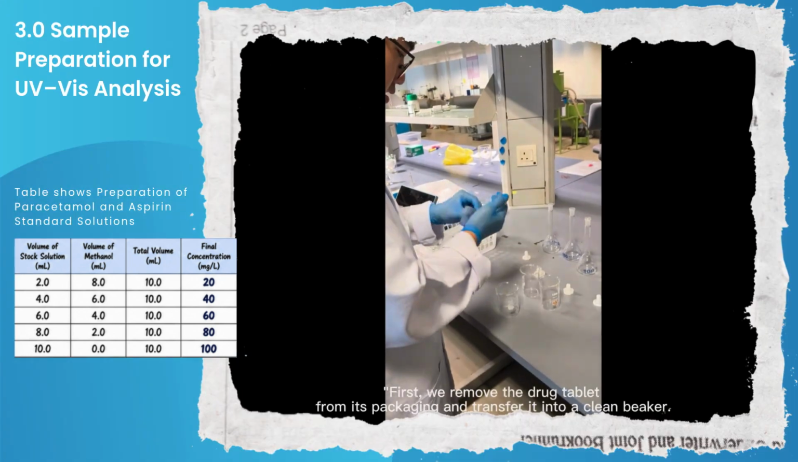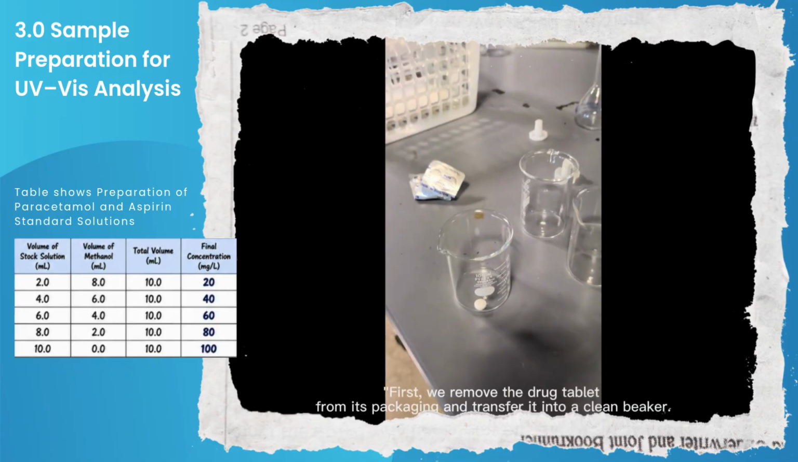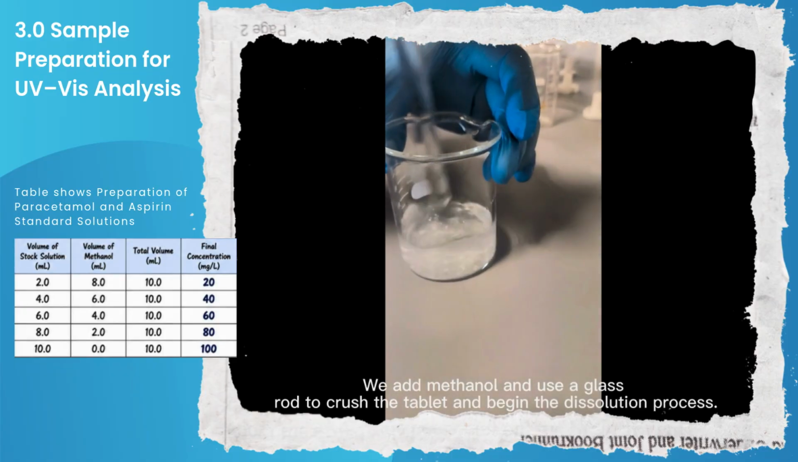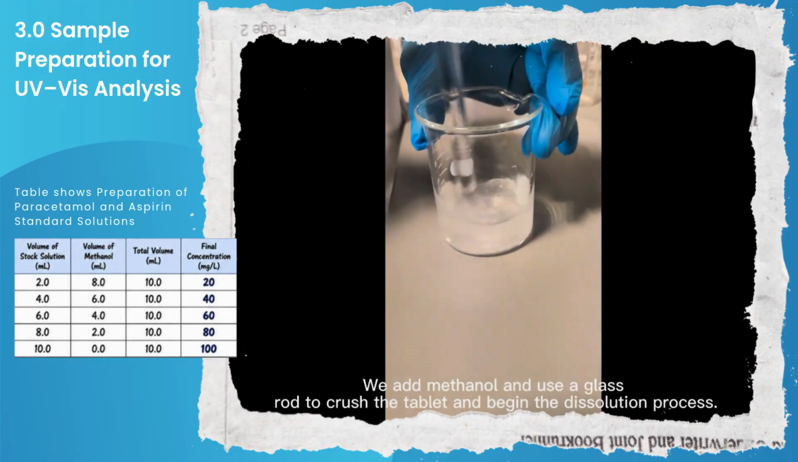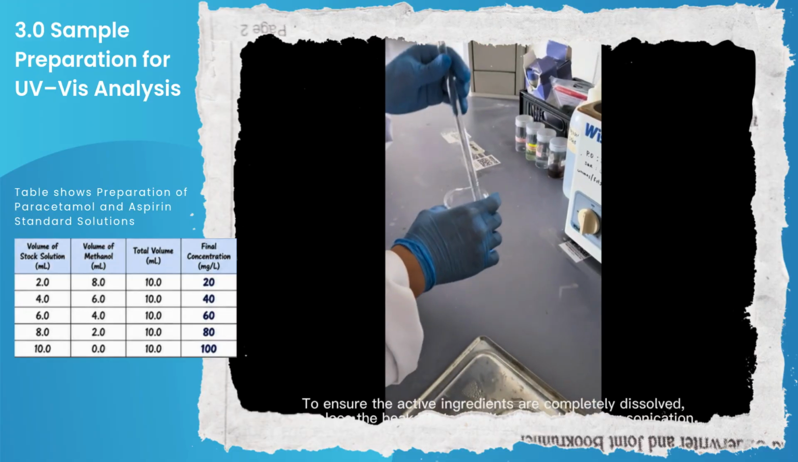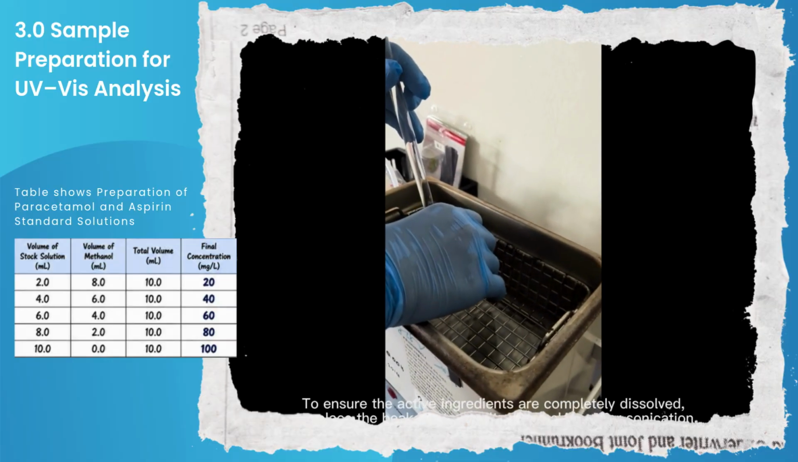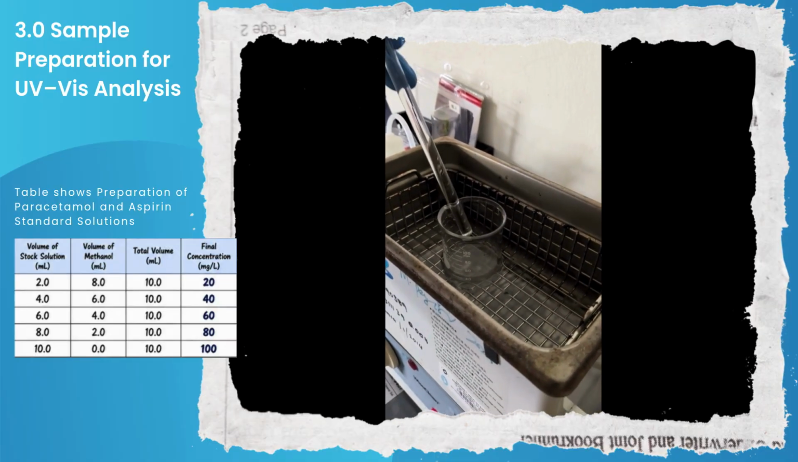First, we remove the drug tablet from its packaging and transfer it into a clean beaker. After that, we add in the methanol and use a glass straw to crush the tablet and begin the dissolution process. And to ensure the active ingredients are completely dissolved, we place the beaker into an ultrasonic cleaner for sonication.